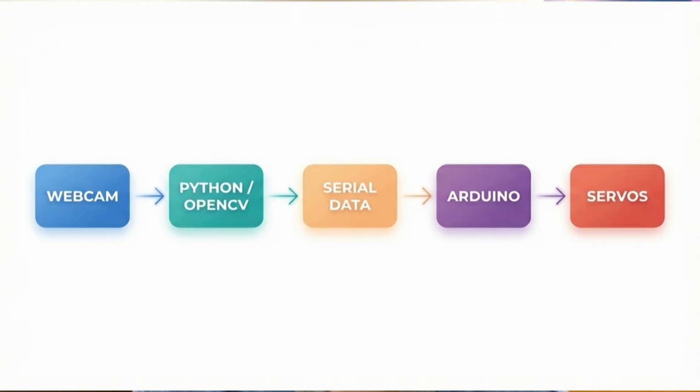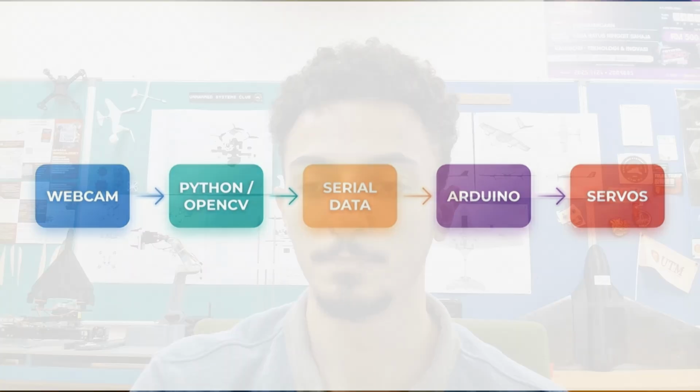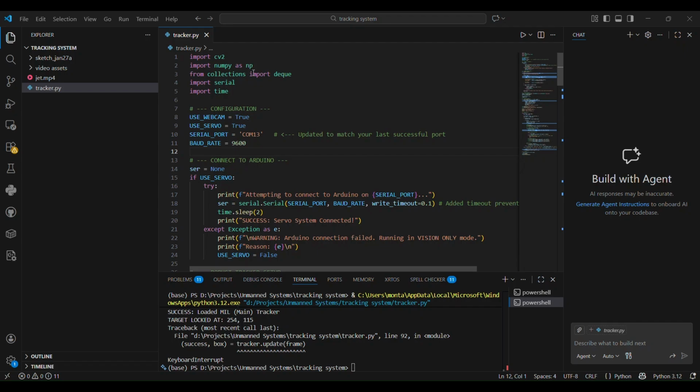For the output, we send those angles over a USB cable, which is a serial port, to the Arduino, which moves the motors. With our libraries, CV2 is OpenCV, serial is for talking to the Arduino, and NumPy helps with the math. I've set up a configuration section here. Notice the use servo flag. This is great for debugging. If you don't have your Arduino plugged in yet, you can test the vision system without errors.